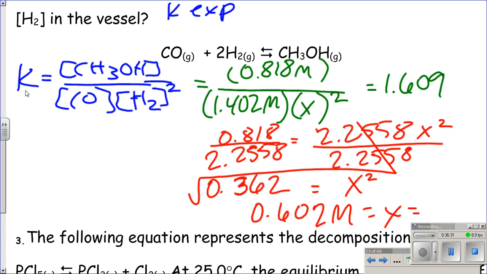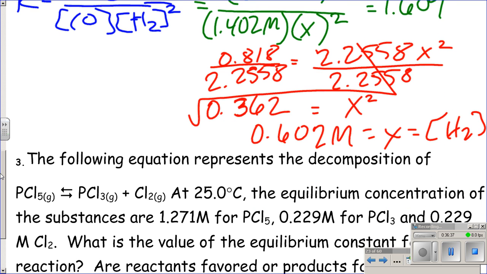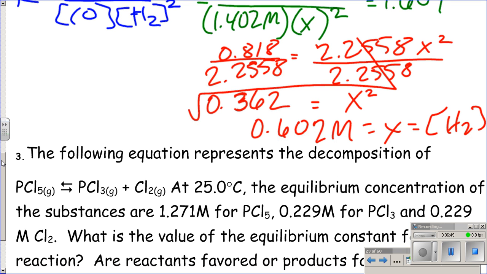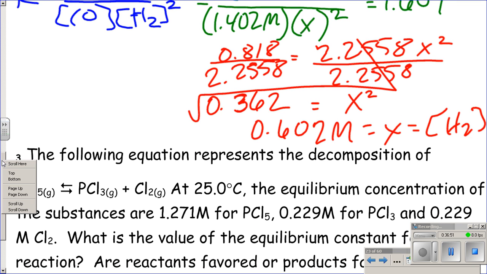And who was x? H2's concentration. So the final answer should be written out like that, so I can see that you actually know what x was referring to as well. So I just worked through the math there. I'm not going to work through the math probably on many others because you're Algebra 2 qualified, and this is Algebra 1 for sure. Okay, so there's our concentration of hydrogen gas.